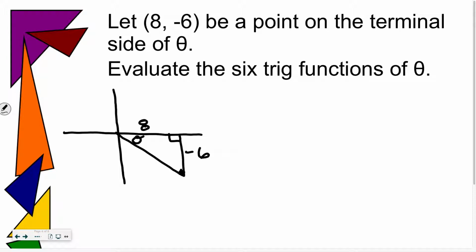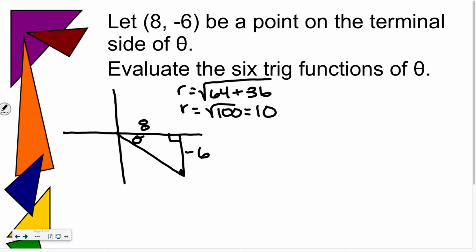So now to do my trig ratios, I only need the hypotenuse or radius. It doesn't matter which way you say it, right? It's the same thing. It's the longest side of the triangle. Okay, well, I'm going to say r equals the square root of 8 squared is 64, and negative 6 squared is 36. That's r equals the square root of 100, which is 10. Oh my goodness, I love it when I have no radicals for my side lengths. So I have no rationalizations. Maybe just simplifying.